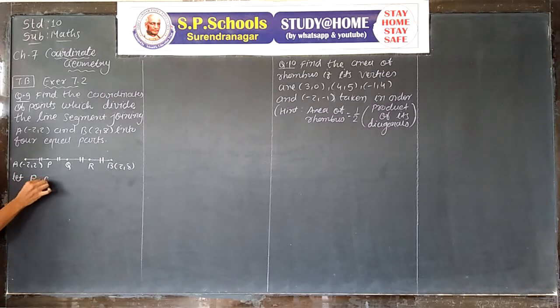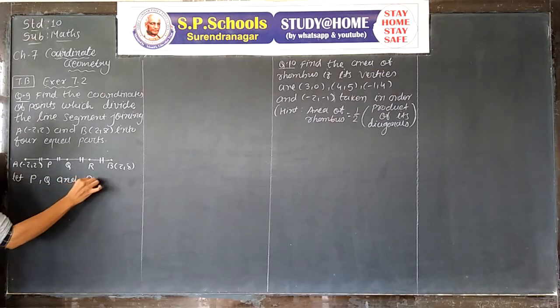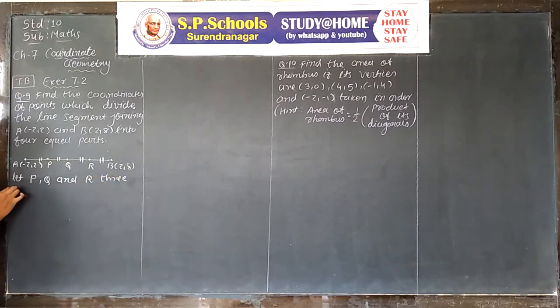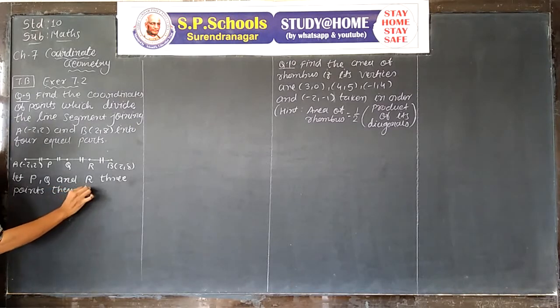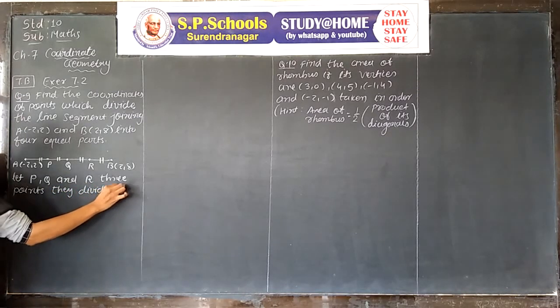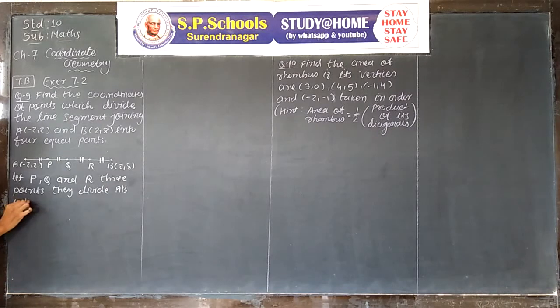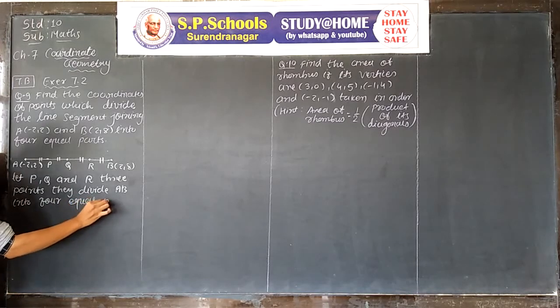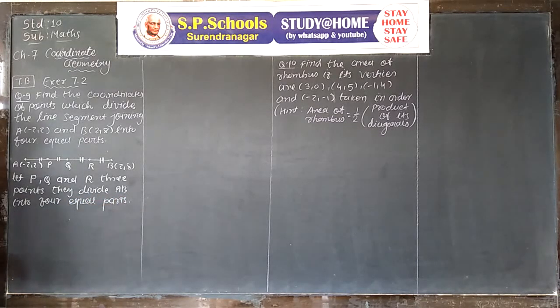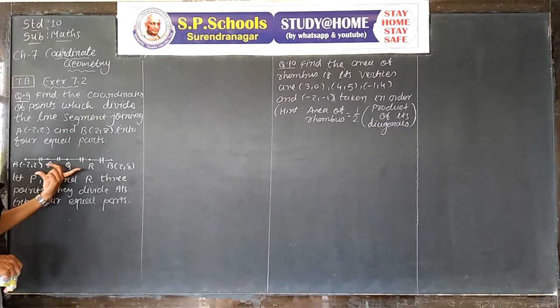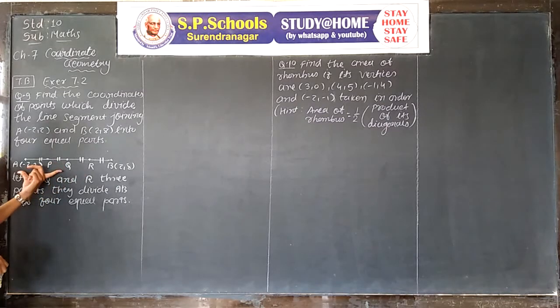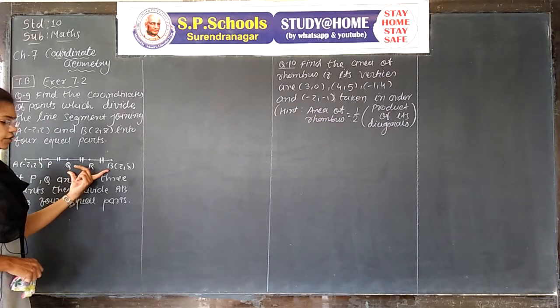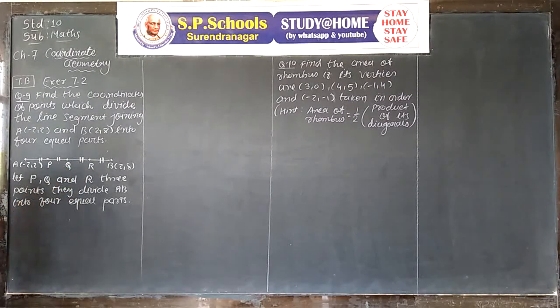Let P, Q and R, 3 points, divide AB into 4 equal parts. See what happened here? Q is the midpoint of AB. P is the midpoint of AQ. R is the midpoint of QB. First of all we need to find the coordinates of point Q.